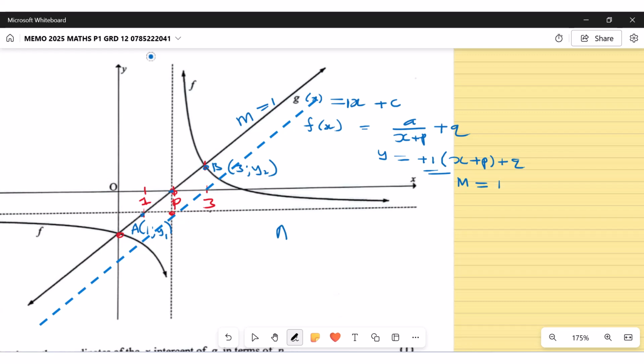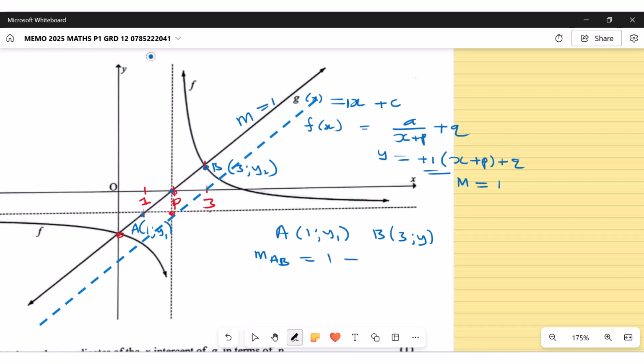But again, if I use A and B, I know it is the same as saying change in y, which is y2 minus y1, divided by 3 minus 1. So my 1 equals the change in y divided by 3 minus 1. Now the 3 minus 1 gives me a 2. So when I cross multiply, my change in y equals 1 times the 2.